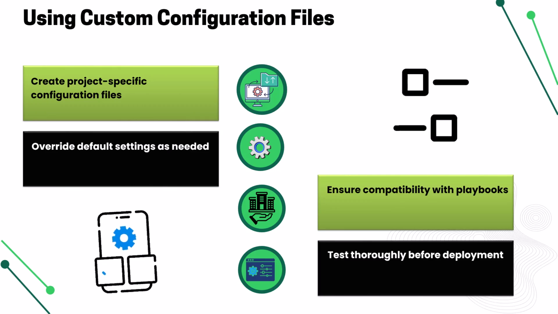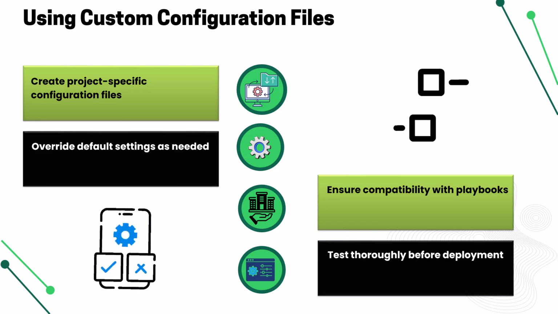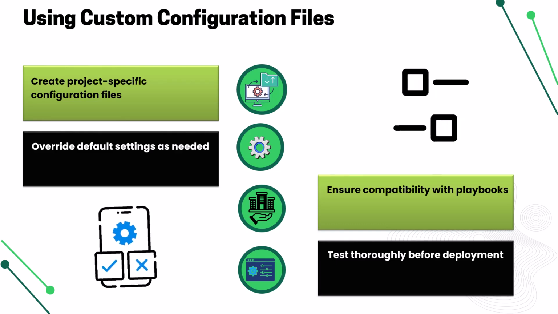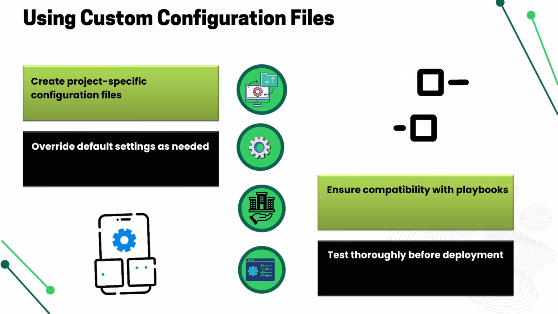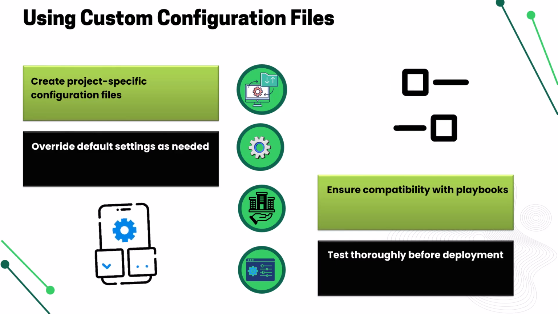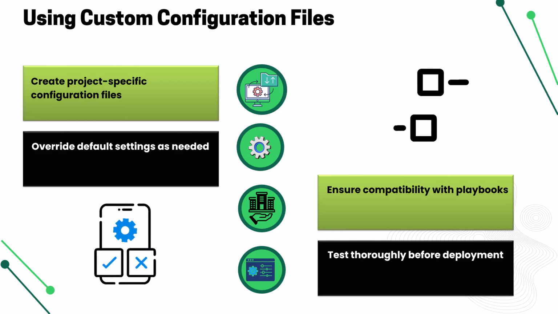Customization is key. Create project-specific configs for fine-tuned control. Override defaults smartly. Don't just change things for the sake of it. Make sure it plays nicely with playbooks. A rogue config can derail your plans. And above all, test thoroughly. Better to find issues now than during crunch time.